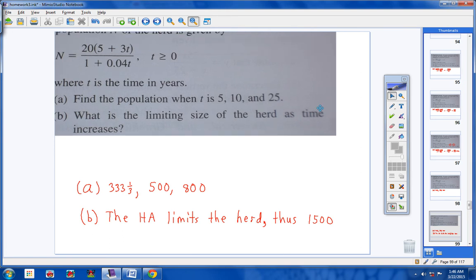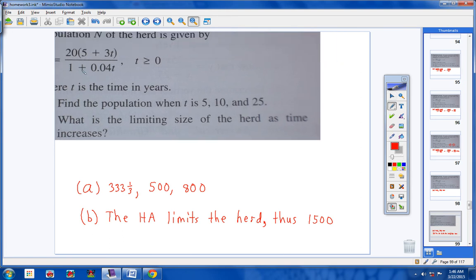Watch this. First of all, I simplified the top. Take your 20 and multiply it through. 20 times 5 is 100. 20 times 3 is 60t. Okay, next in the bottom I have 1 plus 0.04t.